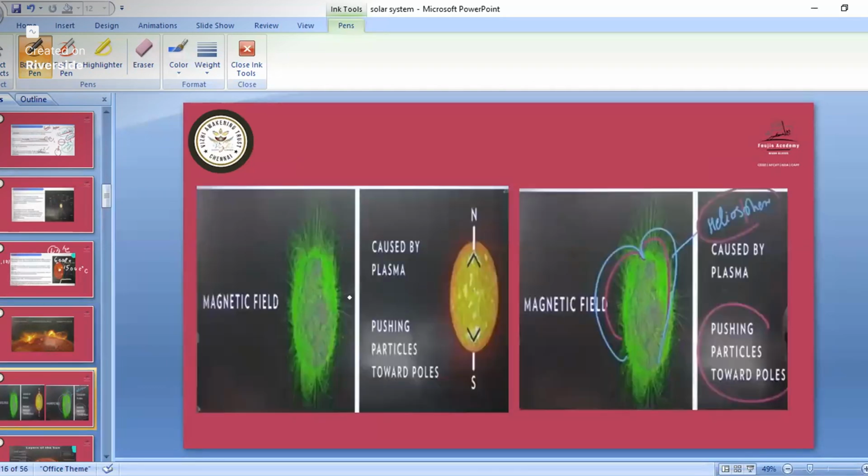Now see here. The sun has a large amount of magnetic field, and this is caused by plasma, which is pushing the particles towards the poles. Inside this there is a large amount of explosion, caused by plasma, and they are pushing all the particles away towards the poles. The outer surface of these magnetic fields, the outer surface of the magnetic field of the sun, is known as the heliosphere. So remember the name heliosphere.